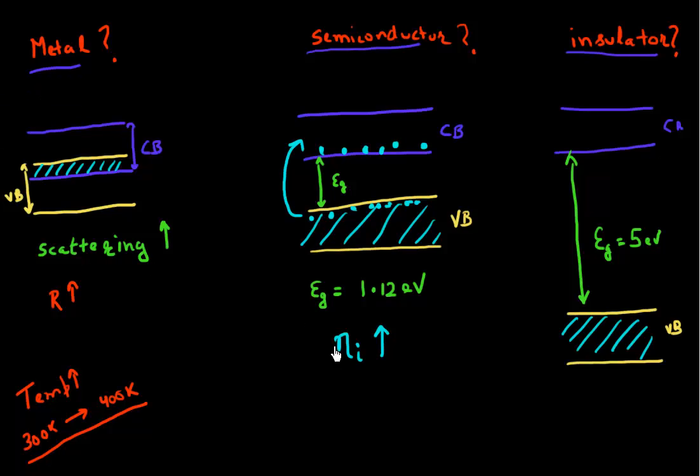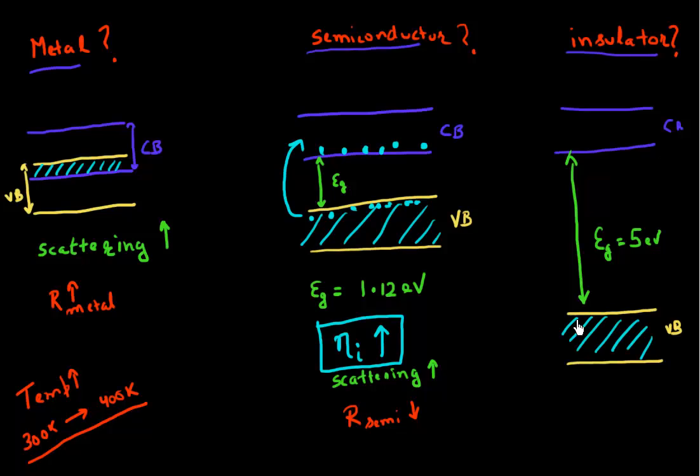On the other hand, if I think about scattering, the scattering between these electrons will increase as well. But the primary dominant effect is that the number of carriers available to conduct, the number of free carriers, will increase. And if the number of free carriers increases, the resistivity typically decreases. So the resistivity of my semiconductor will decrease as a function of temperature. So now let's think about what will happen in the case of an insulator.